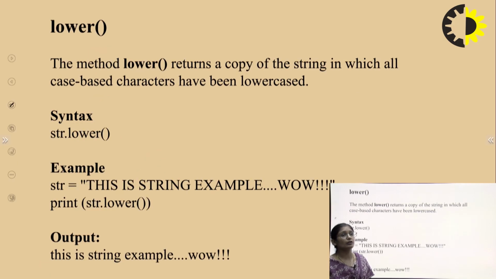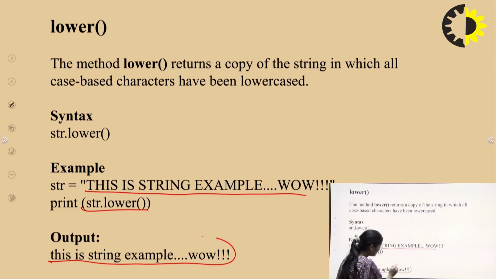Next is lower. The lower method returns a copy of the string in which all case-based characters have been lowercased. This is the string "this is string example....wow". So string.lower: now the total string is in small letters, or lower case.